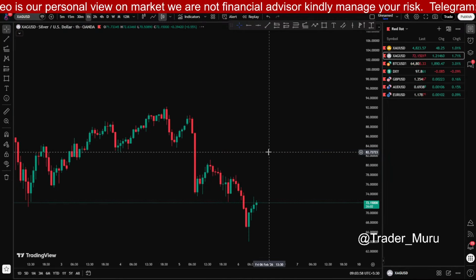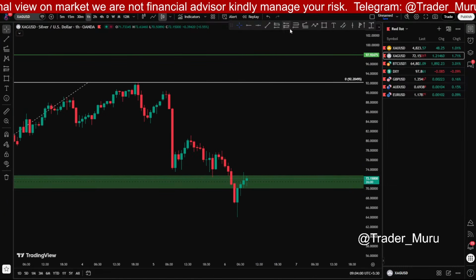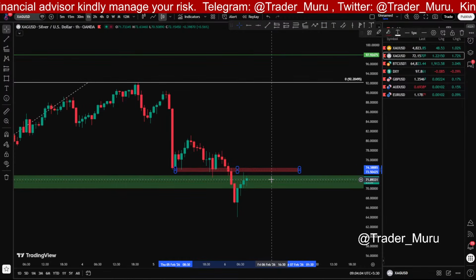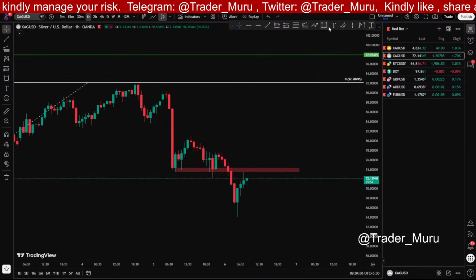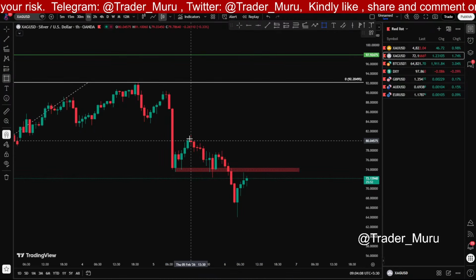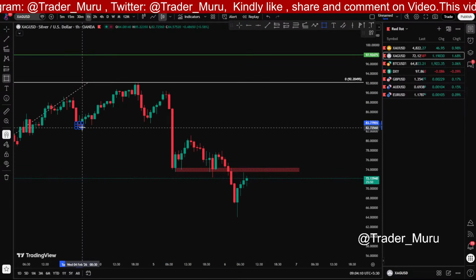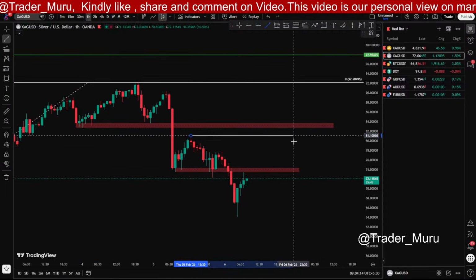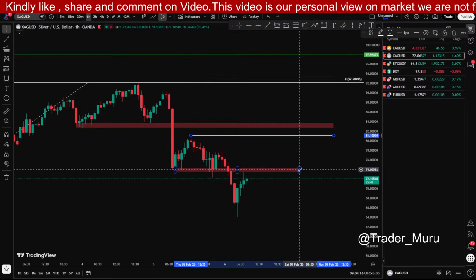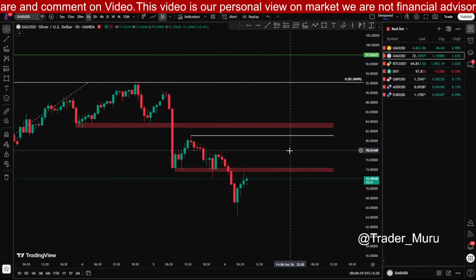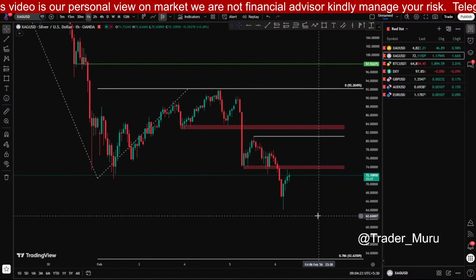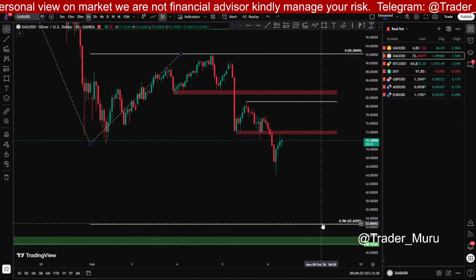According to the structure of silver, it is also bearish, and this is the first rejection zone for silver. The second rejection zone is this one and has liquidity near it. So from these two areas for silver in short, the target will be 52.